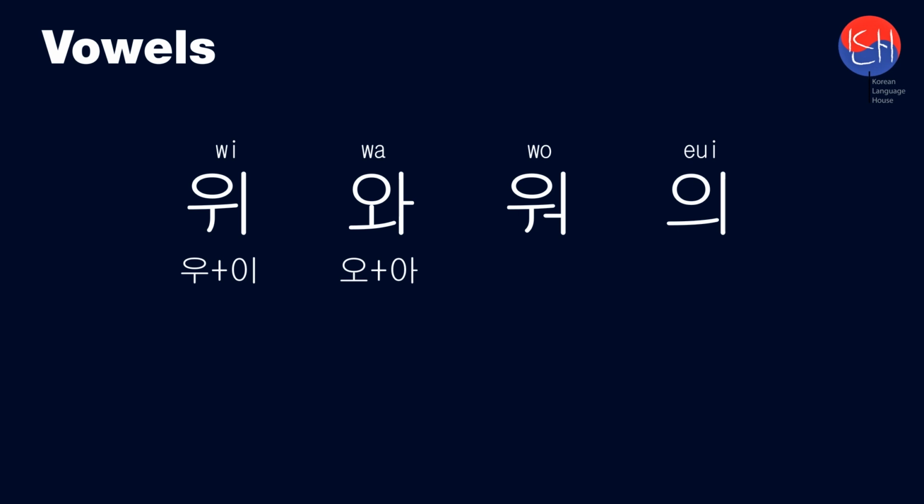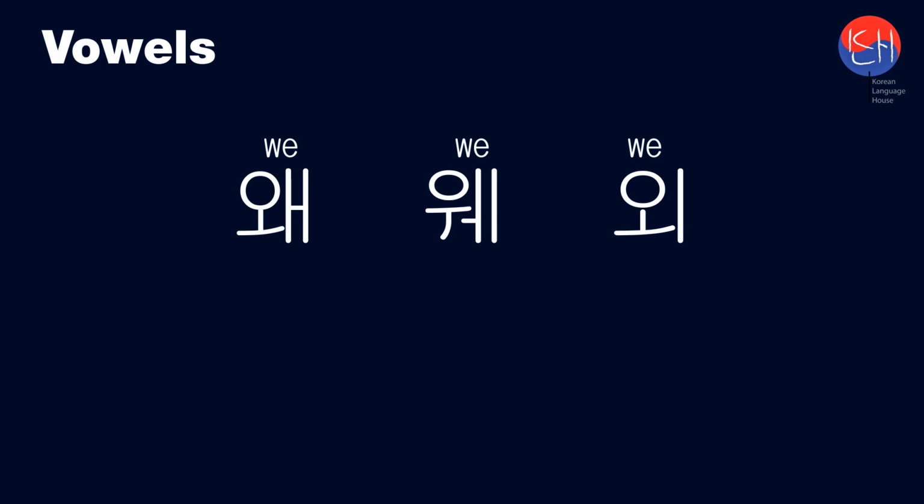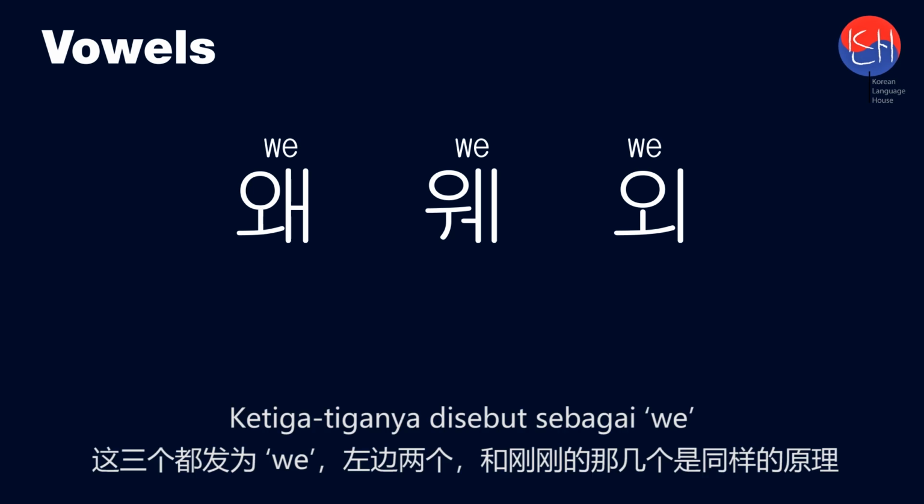O, a, ua, wa. U, o, uo, wo. I, ui, ui. Now these three are pronounced as we.